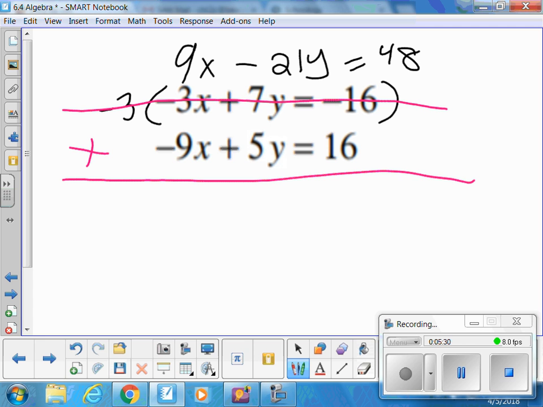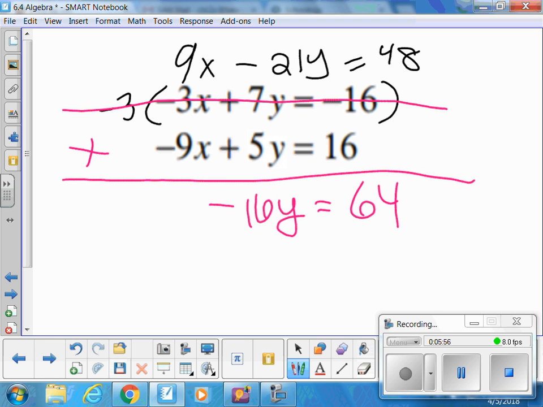Alright, we're ready to add straight down. Our x's are eliminated. That was our goal, so that's good news. What is negative 21y plus 5? What is it? Yep, okay. And then 48 plus 16? 64, yep.